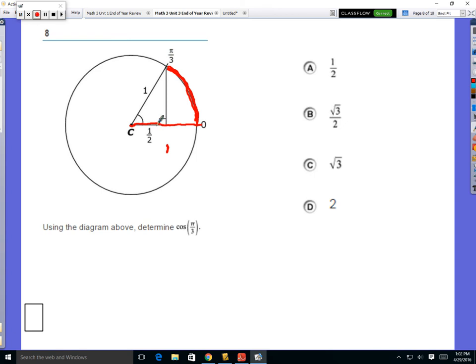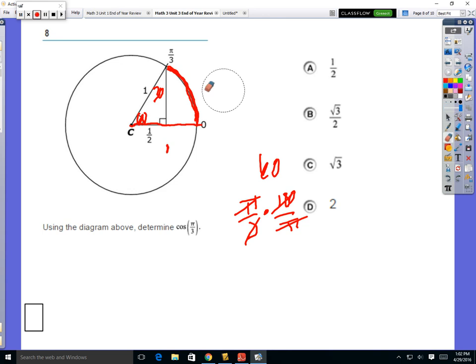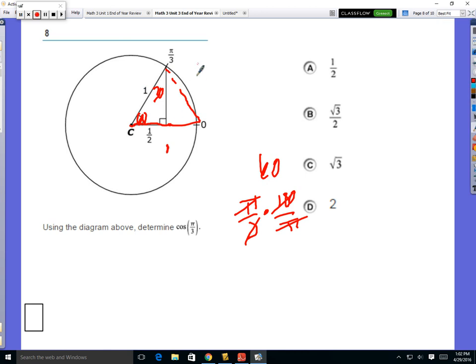Alright, so cosine pi over 3. If you want to change to degrees, times by 180 over pi. That is actually 60 degrees. So that's 60. That's 30. That's a special triangle. Here we go. That's 1, that's 1/2, this is 1/2 times the square root of 3. So from here, the cosine is adjacent over hypotenuse. So it's 1/2 over 1. So it's going to be A.